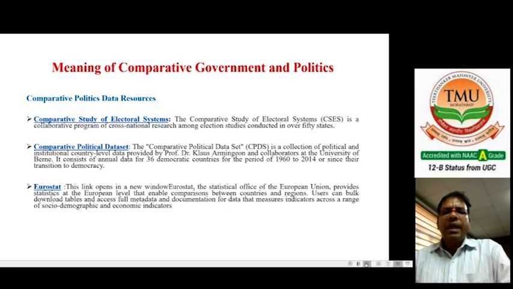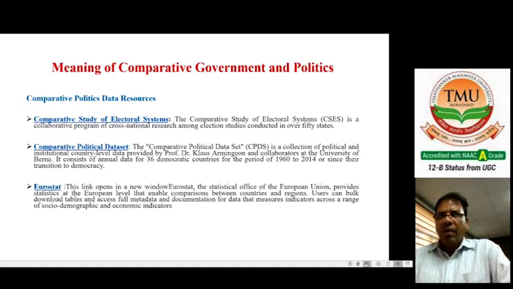Now come to the meaning and comparative meaning of comparative government and politics. And here are some of the important resources. That means, where can we get the data? There are some important data sources we can use when doing research. One important resource is the Comparative Study of Electoral Systems. The Comparative Study of Electoral Systems is a collaborative program of cross-national research among election studies conducted in over 50 states. It is a kind of association that collects data, especially on electoral systems.